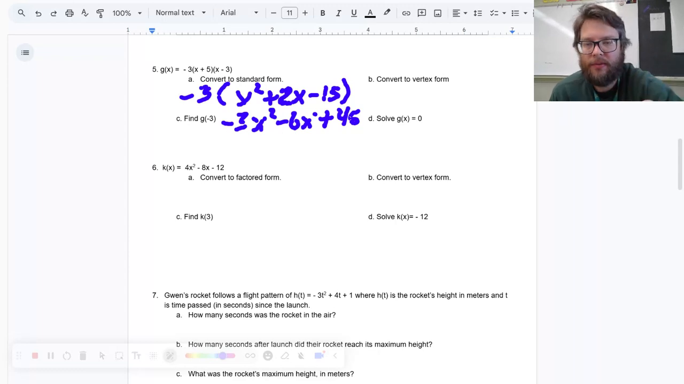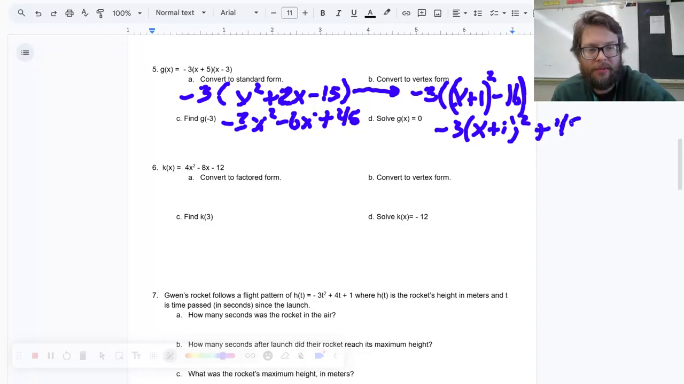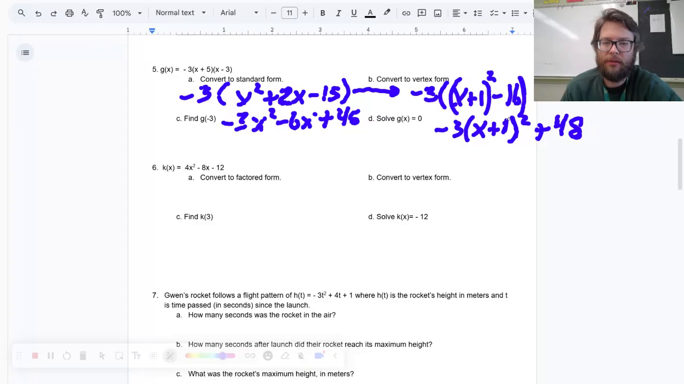Converting it to vertex form, I'm going to go from here and leave the negative 3 out here. Complete the square on the inside. Half of 2 makes 1. 1 squared is positive 1. 1 minus 16 gets me to negative 15. Distribute the negative 3. So I get this. Go back and watch some of my videos on completing the square, or ask for some more examples if that went too quick. So that's in vertex form.